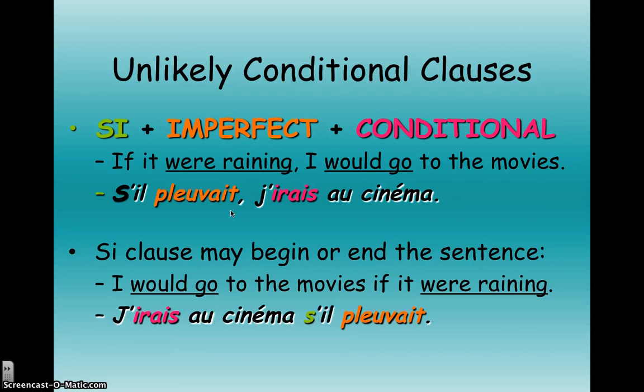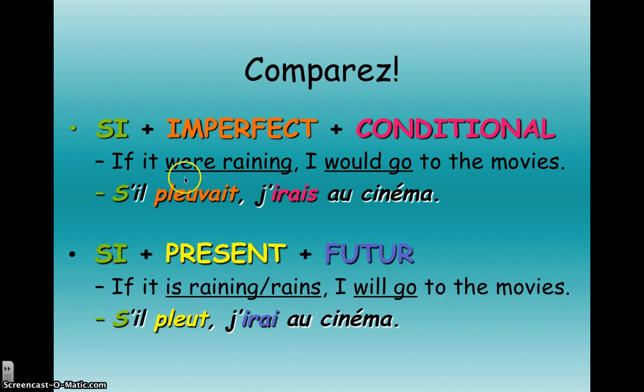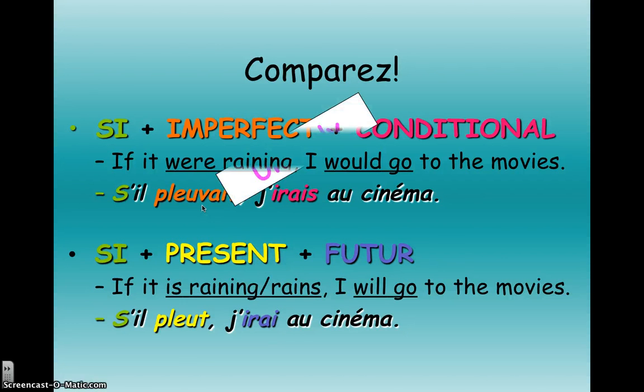So let's compare that first one with the future and the likely. This is what we learned before, C plus the present plus the future. S'il pleut, if it rains, j'irai, I will go. This is more likely than this one, if it were raining. That's your unlikely one. This is the likely one. If it's raining, I will go to the movies. So there's the difference between those two.